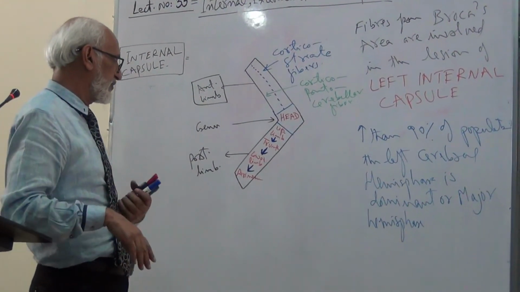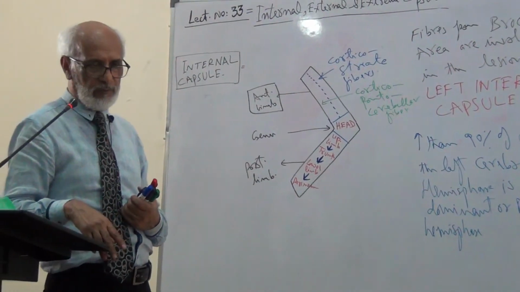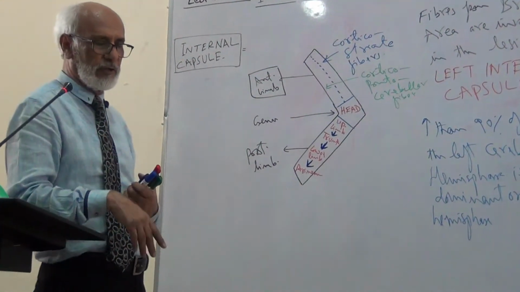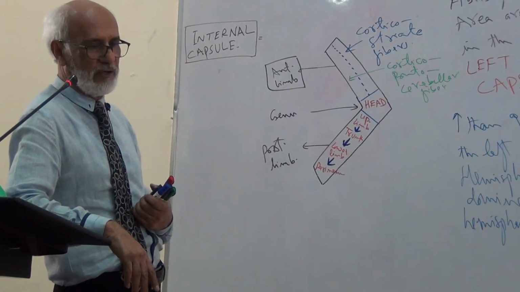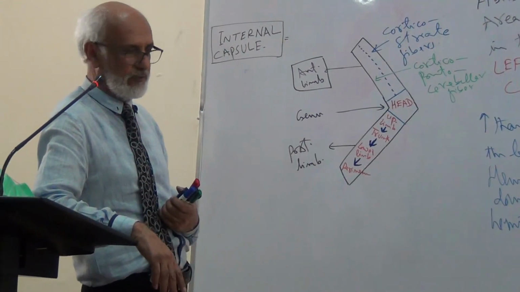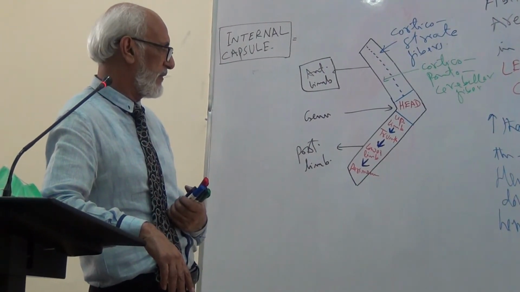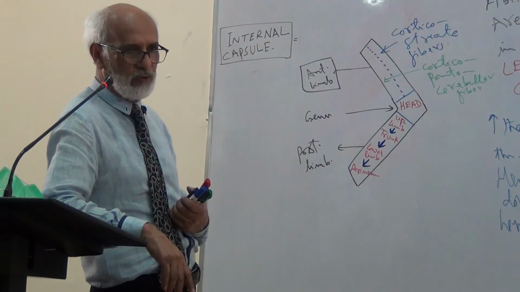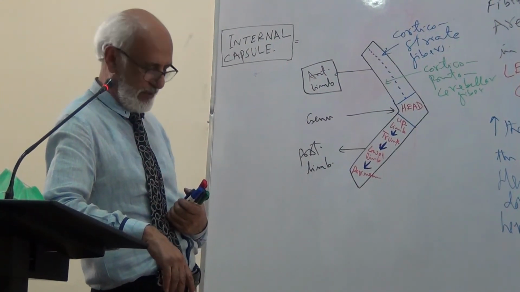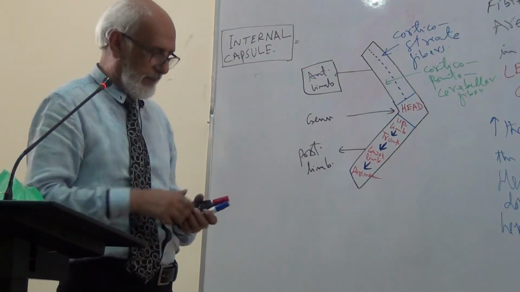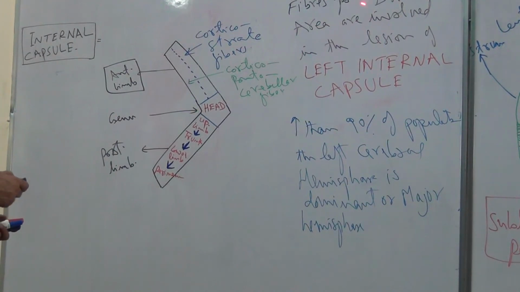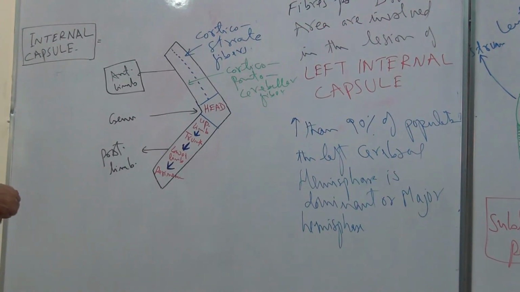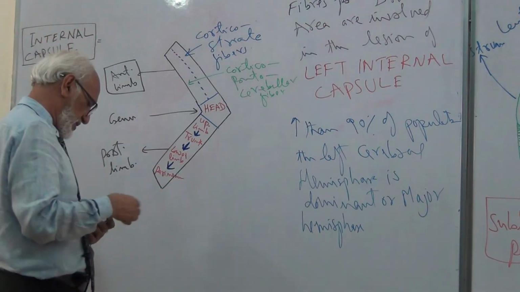So, in a lesion of the right internal capsule, the speech is not affected. But if there is a lesion of the left internal capsule, there will be loss of speech, because the left cerebral hemisphere, left internal capsule, is dominant in more than 90% of the people. So again I will repeat that it is the lesion of the left internal capsule which causes damage to the fibers regarding the motor speech area or Broca's area, not the right internal capsule.